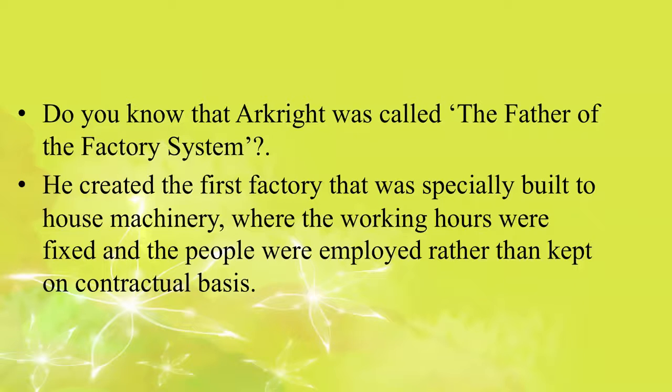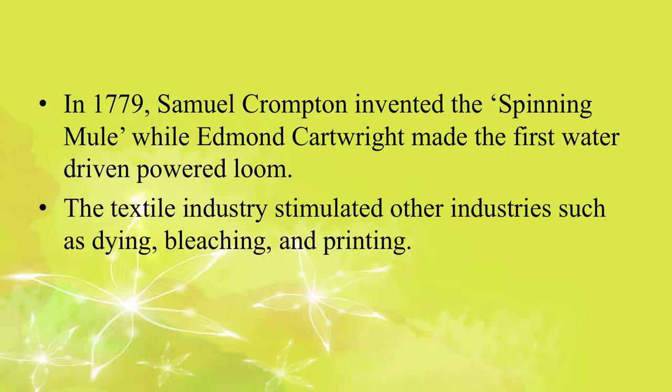Do you know that Arkwright was called the father of the factory system? He created the first factory that was specially built to house machinery, where the working hours were fixed and the people were employed rather than kept on contractual basis. In 1779, Samuel Crompton invented the spinning mule, while Edmund Cartwright made the first water-driven powered loom. The textile industry stimulated other industries such as dyeing, bleaching and printing.